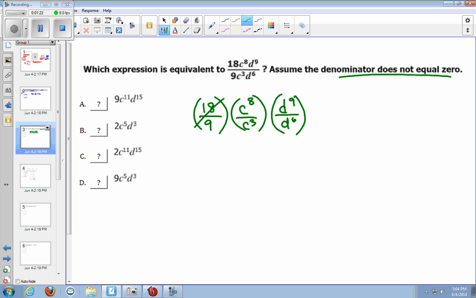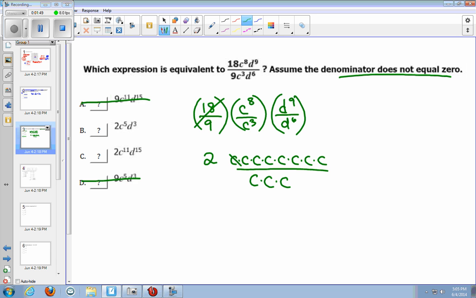So 18 divided by 9 cancels to be 2. Which right off the bat tells me that the answer cannot be A and it cannot be D. Next, I look at my c's. We can expand c to the 8th as 8 c's being multiplied together. And we can expand c to the 3rd as 3 c's being multiplied together.